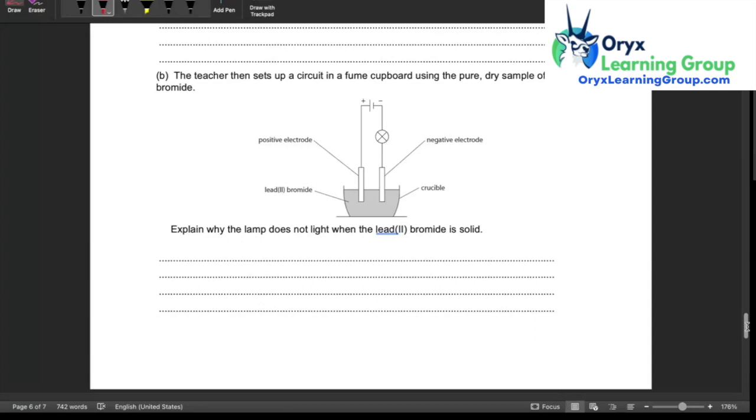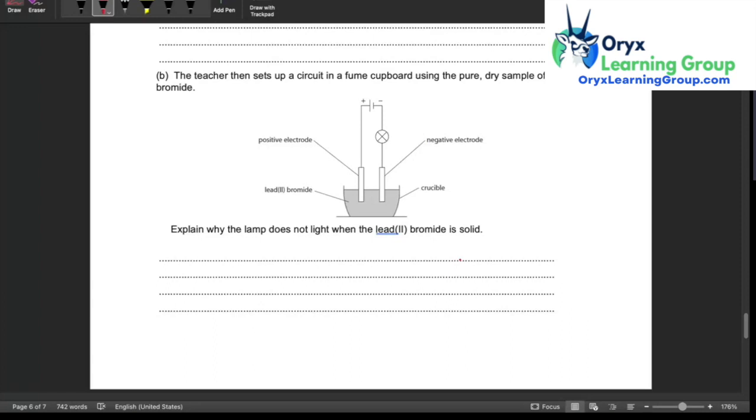Because it's not a liquid, it will not... I think something with the molecules. Okay, anybody else want to try this one? She's kind of right because they're not able to move. They're held in a lattice. That's right. Okay, so that's correct.